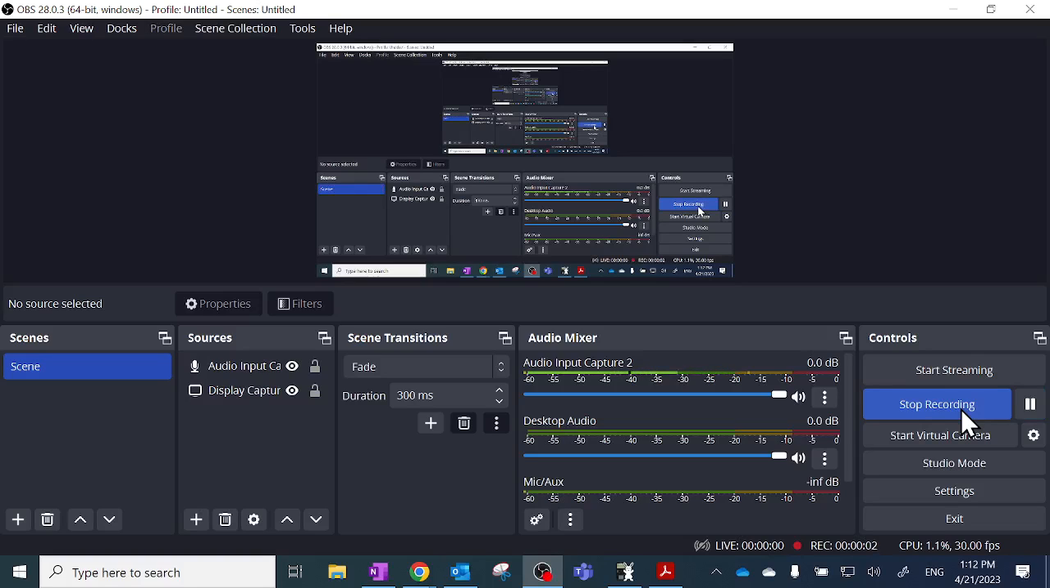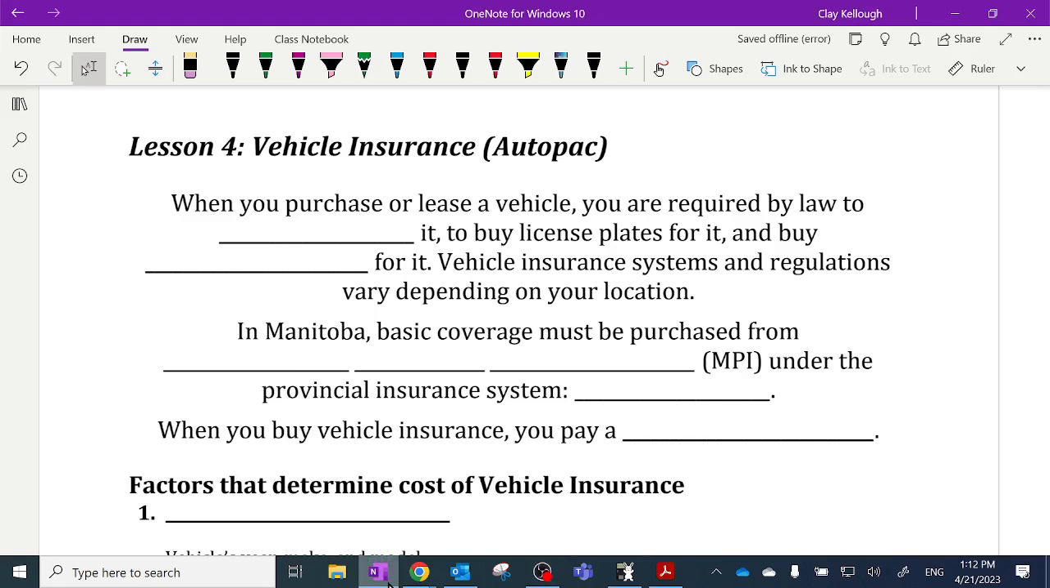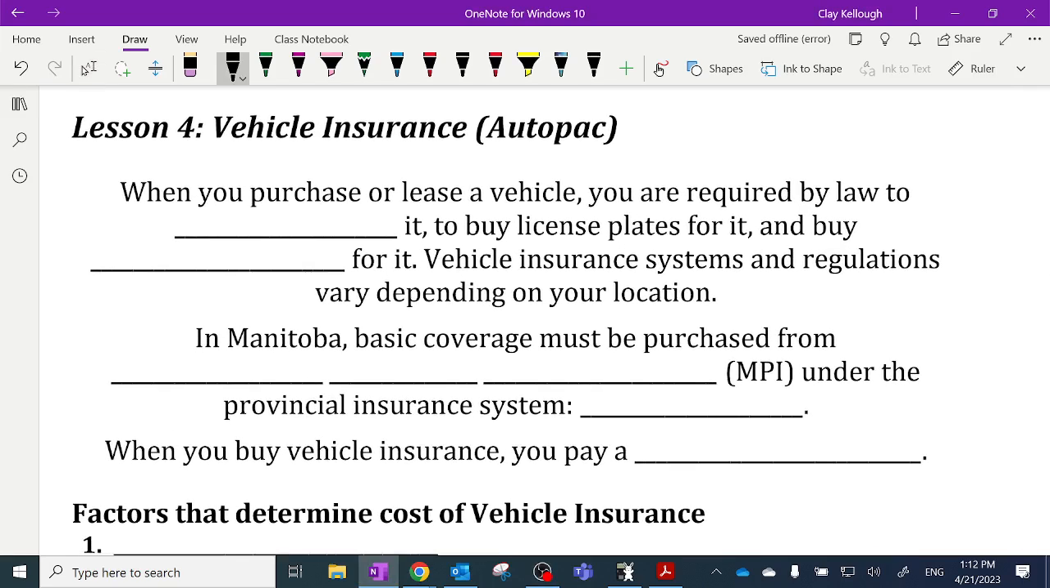This is the lesson for grade 12 essential math, and we're on lesson 4 of vehicle finance, and we are studying vehicle insurance. All right, we got some blanks to fill in. Let's see how many of them you guys can guess before I have to tell you what they are.